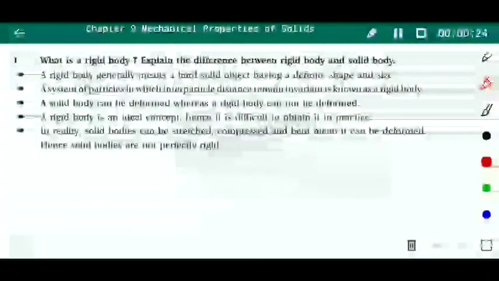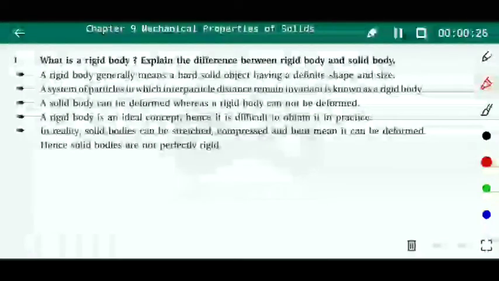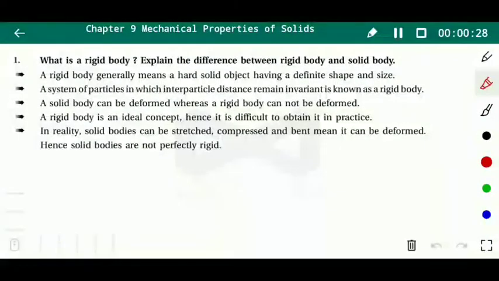Today we are going to start semester 2, chapter number 9, mechanical properties of solids. So first of all, we start from the introduction. In the introduction, we have learned the difference between the rigid body and the solid body. A rigid body generally means a hard solid object having a definite shape and size.